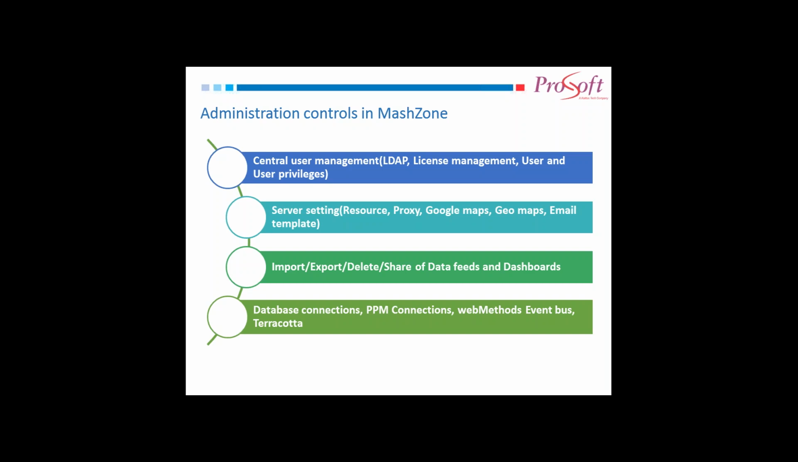How can you administrate the Mashzone controls? Mashzone has a central user management console which can manage LDAP connections, licenses, users, and user privileges. And it has a console for server settings which can control the resources of your organization, proxy server connections, and interfacing with Google Maps, GeoMaps, and we can include the email templates as well.